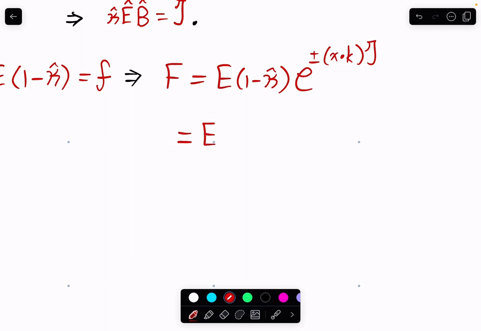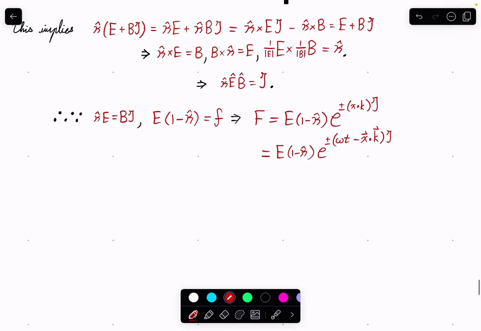You have E1 minus kappa, then E to the plus or minus omega t minus the relative position in a space-time split, and then the 3-vector, wave vector I. So this is how electromagnetic waves come out of the space-time algebra.